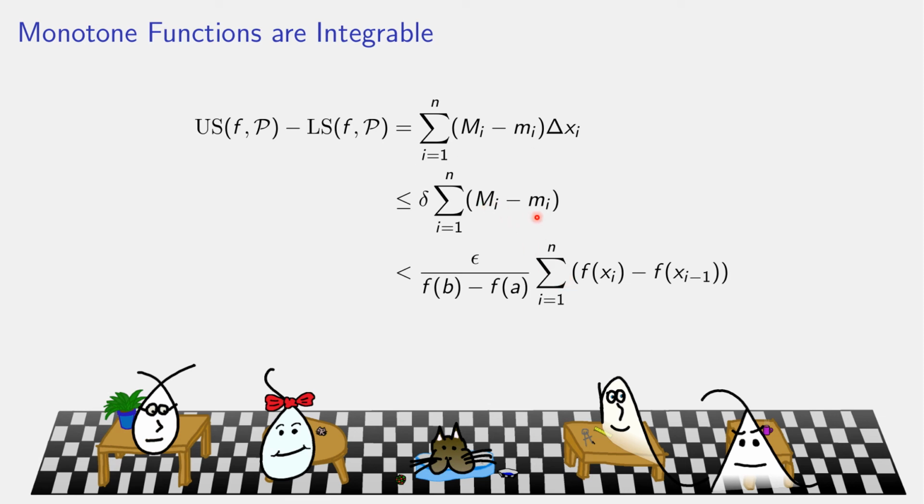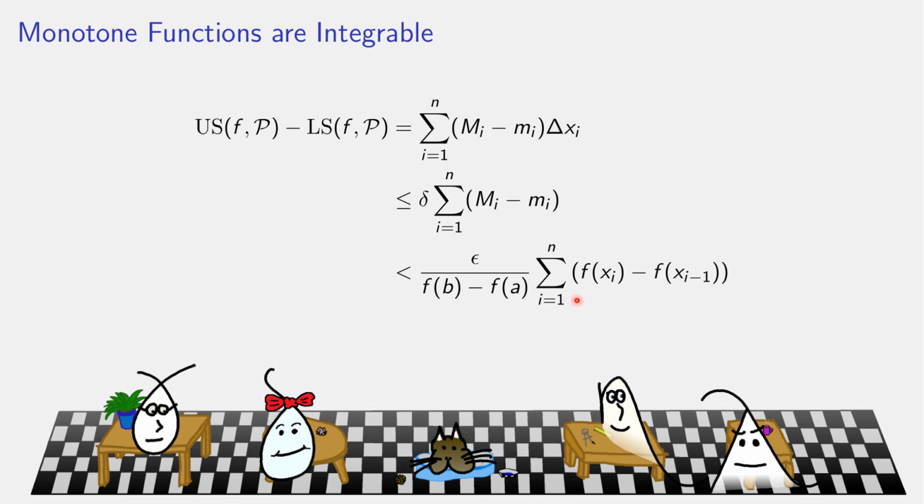Now the sups are always the right endpoints, and the infs are always the left endpoints. So that's what's happening here. This is just a straight up equality. Because the function is monotone increasing, the sup is at the right endpoint and the inf is at the left endpoint, and delta was chosen to be less than this quantity right here. So now I have upper sum minus lower sum is less than all of this.